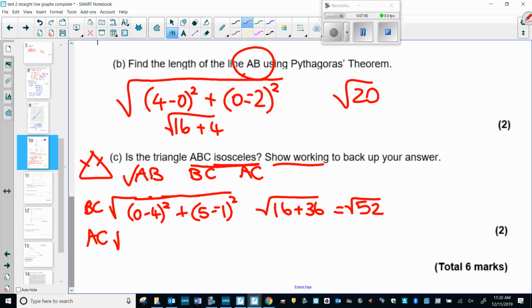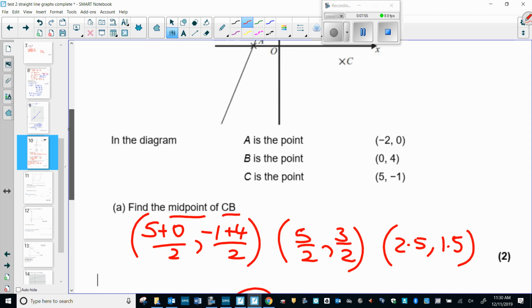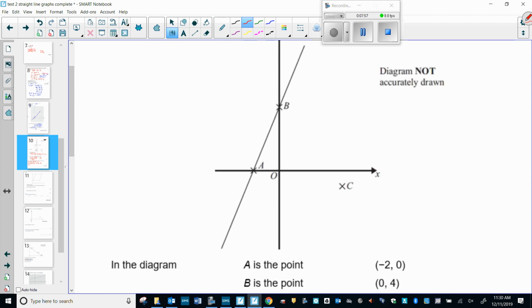Aren't this one and this one the same length? It looks like they're the same length, though. It's not drawn accurately. You've got to always appreciate that diagrams, if they've drawn them, are not drawn accurately. So you cannot assume anything. But couldn't it also be an equilateral? No, because this is what we're going to show, sweetheart.